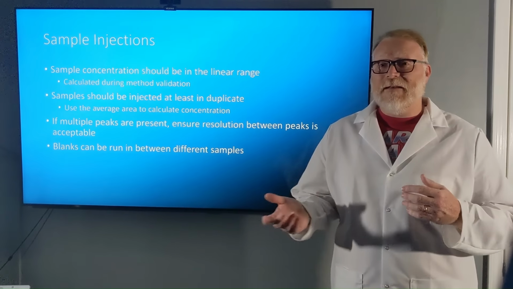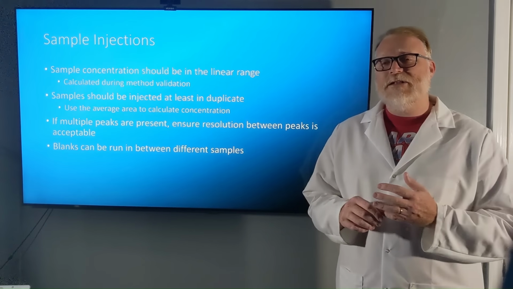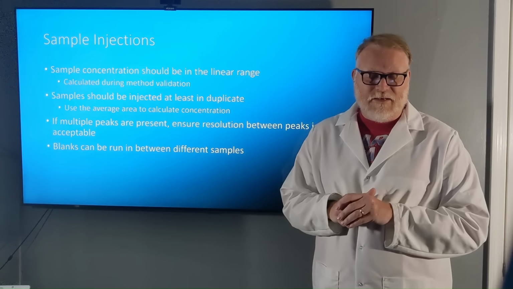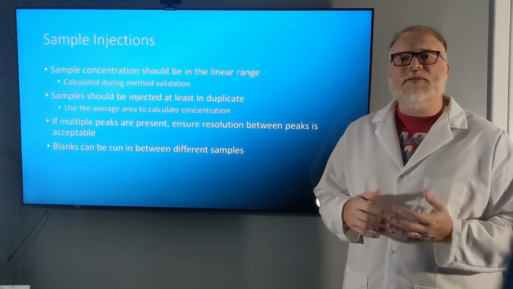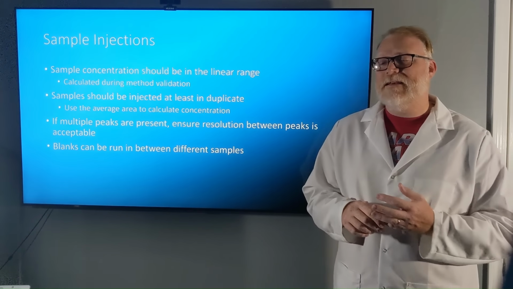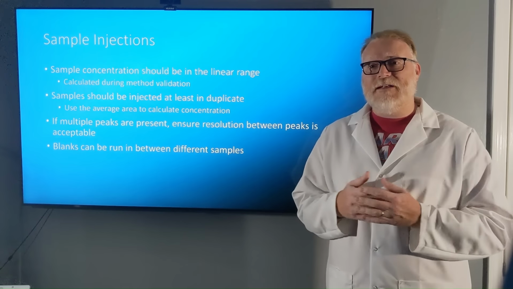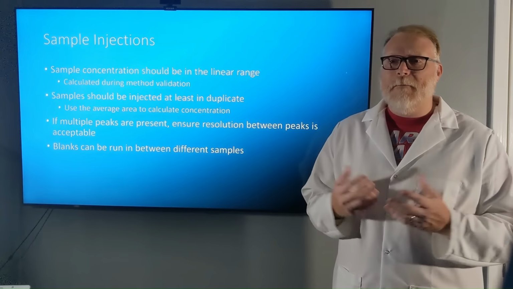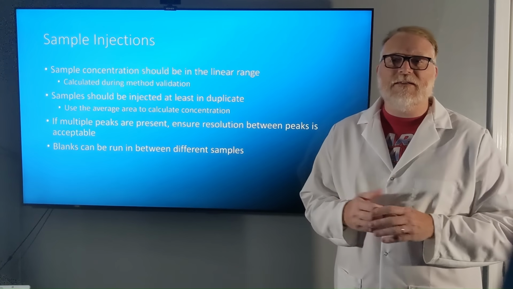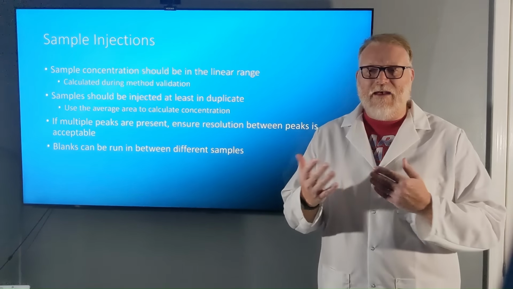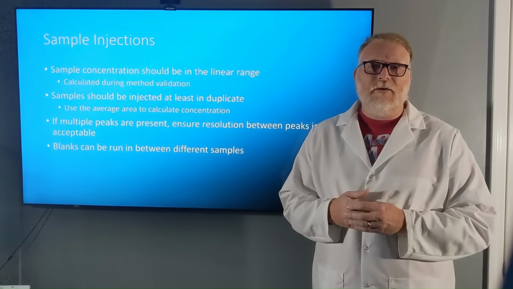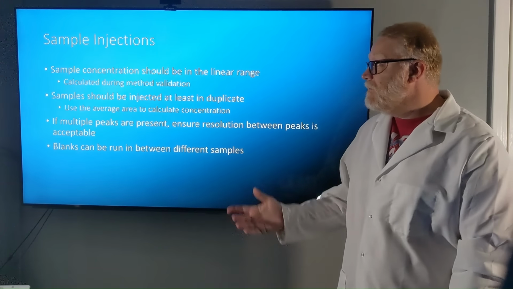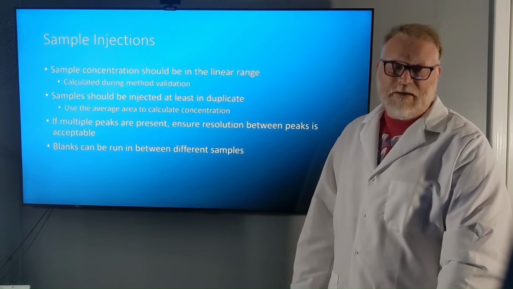Next, we're going to run some sample injections. Those sample injections need to be within the linear range developed during your method validation. We're going to inject those twice, 2 times at least, so that way we can get a good average of our area. And then if there are multiple peaks in there, make sure that the resolution on those peaks is good. You don't want to have co-eluting or shouldered peaks. We want them to be very nice and different. You can run blanks in between samples if you want, but it's not necessary.